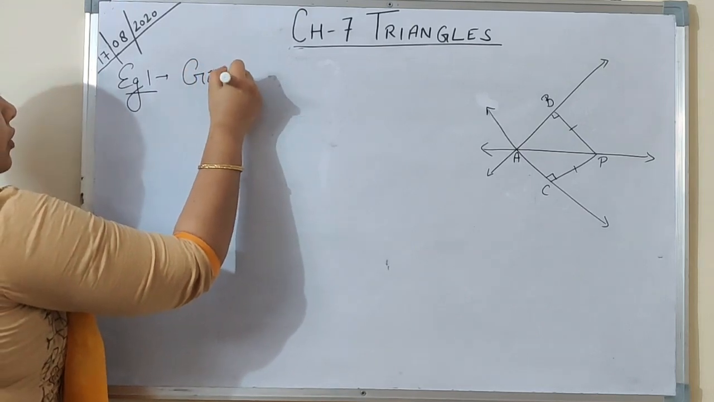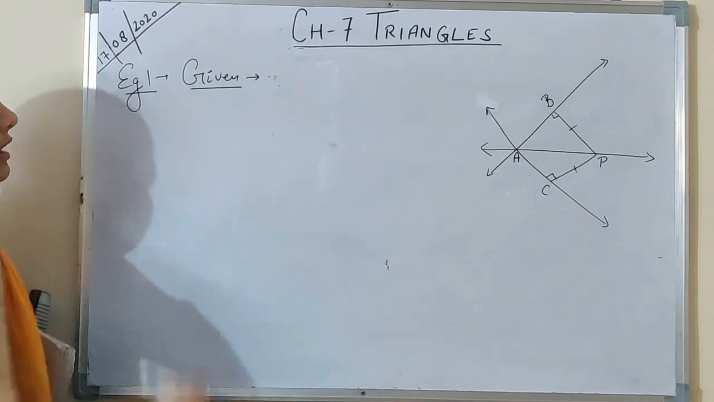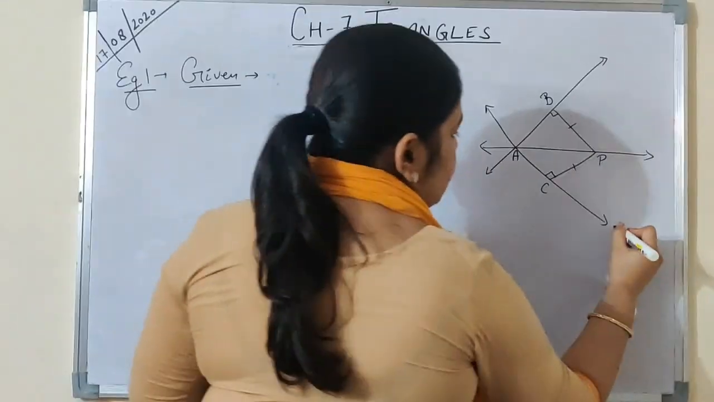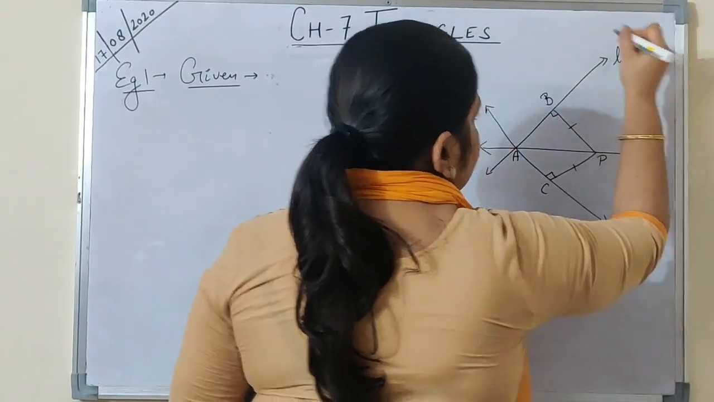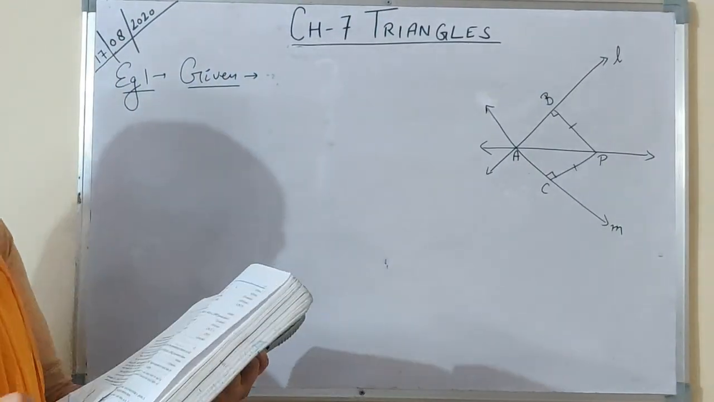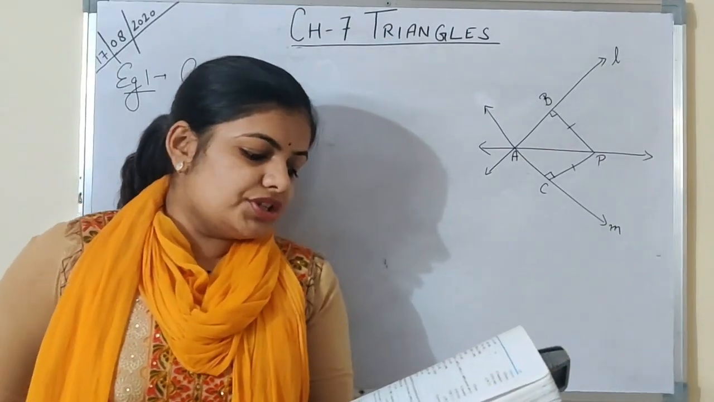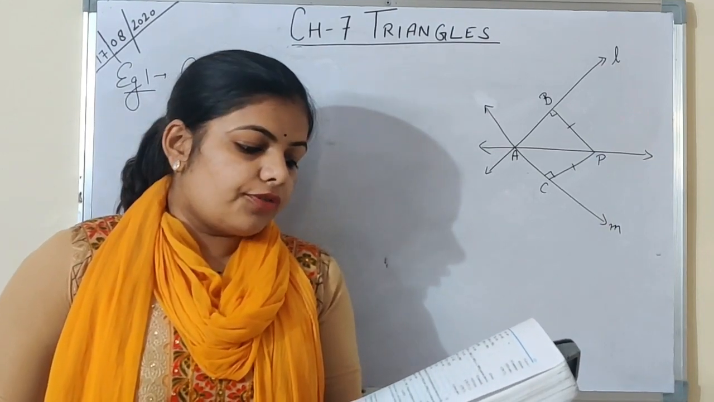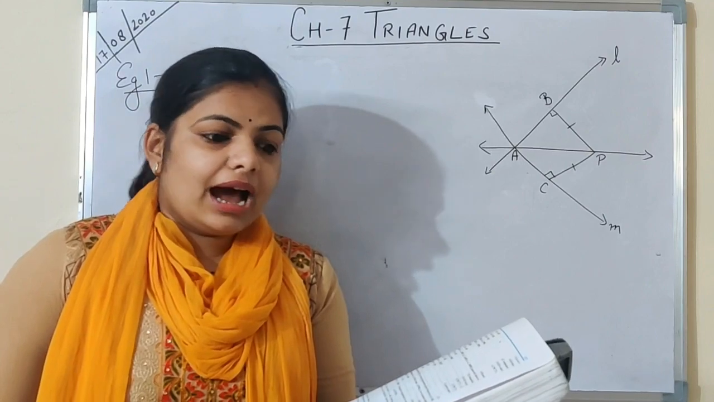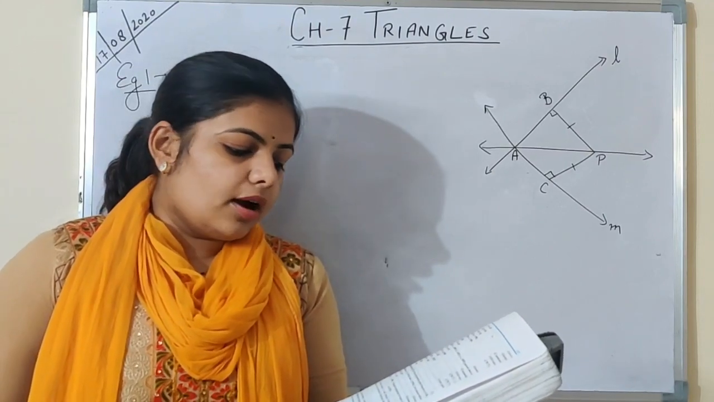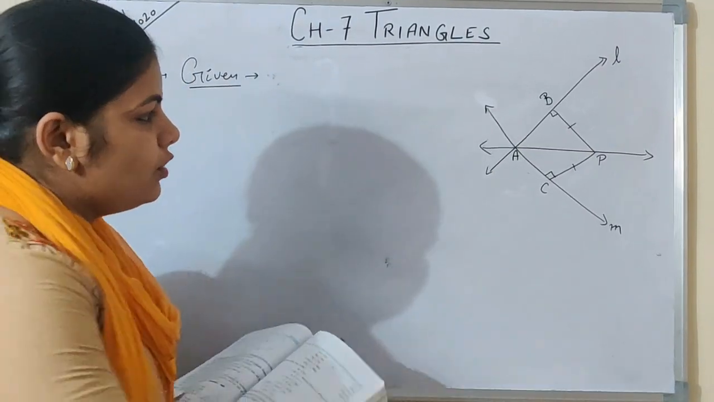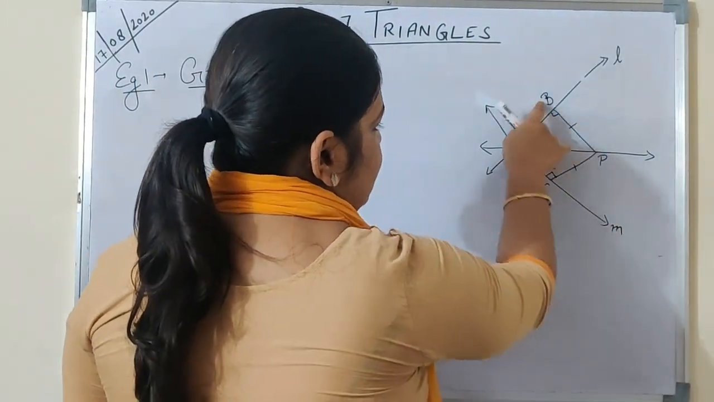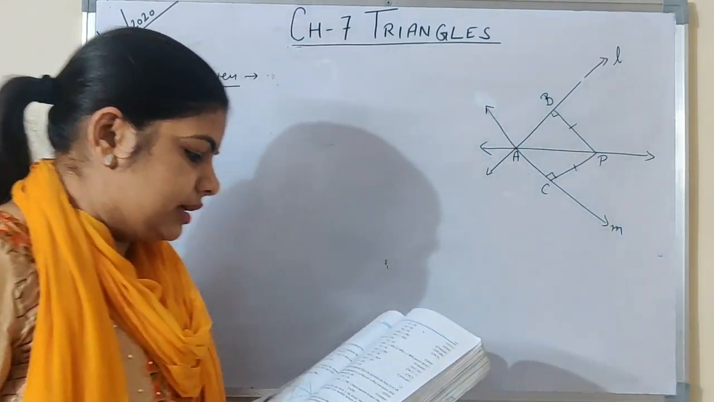Now, first of all, what is given, we will write that first. Before writing this, I'm just reading the question first. The question says that P is a point equidistant from two lines L and M intersecting at a point A. You can see over here, P is equidistant from L and M, that means equidistant from B and C, I have taken.